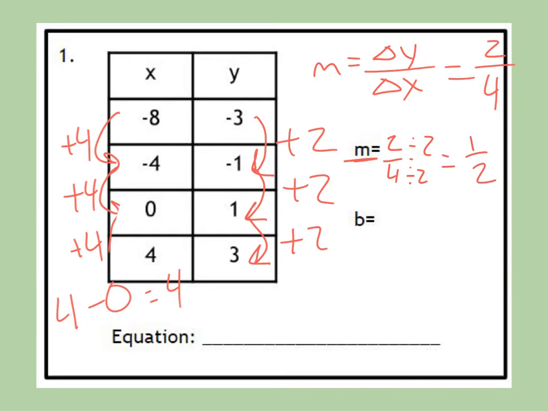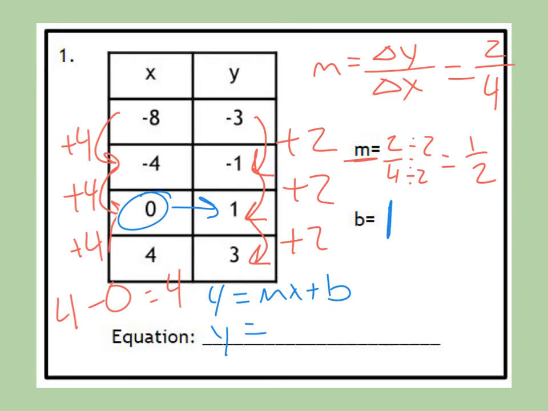So then I'm going to be looking for my b. Remember that my b is where x is 0, what is y? So when x is 0, my y is 1, so b equals 1. So I'm going to go ahead and write the equation. Remember, it's y equals mx plus b.